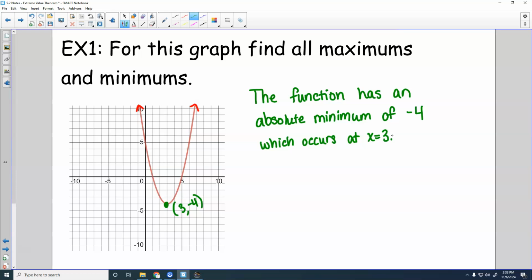Because sometimes it asks for the minimum value, which means it's looking for the y value. Sometimes it just asks for the x value. If you write it this way, you've covered both, and they're not going to penalize you for having the wrong thing. So the maximum or minimum value is the y value.